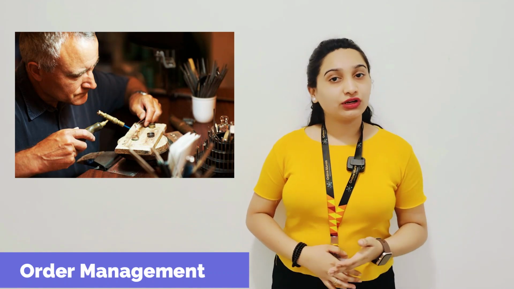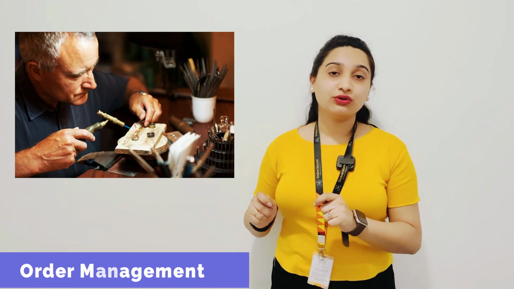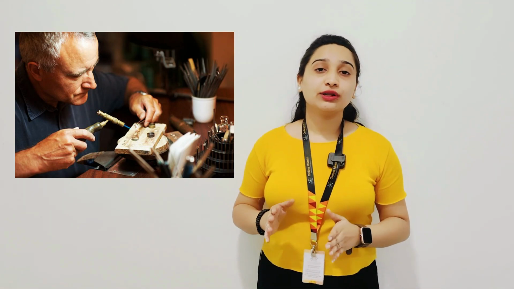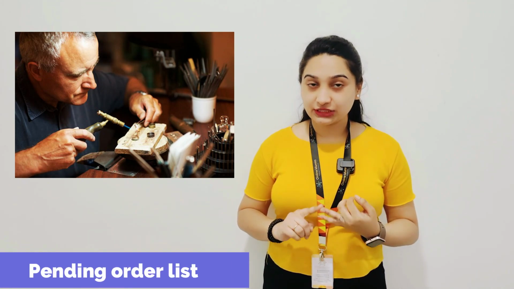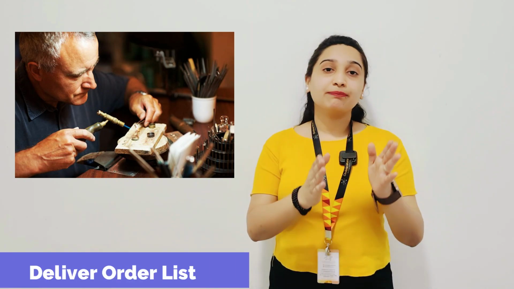You can take the order from your customer, issue your gold to your job worker, retake it from your job worker, and then give it back to your customers. So all these processes you can maintain in your order management. In order management, you will get your new order list, your pending order list, your ready order list, and your delivered order list, according to whichever process you are currently following.